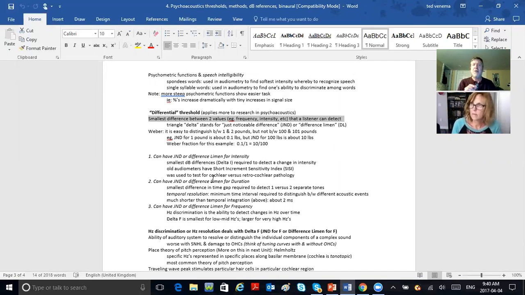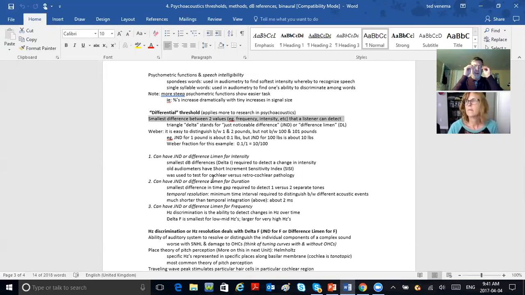So differential threshold can be applied to frequency, intensity, and also to time. What's the smallest change in time? Here's an example. If I play a tone like this, da, da, did you notice that there was a gap between them? You'll go, yeah. Okay, what about this? Da, da, what's the smallest gap, the smallest slice I can make for you to think, oh no, that's just one steady tone, I can't hear that there's a splice in it? So you can play differential threshold all the way through each and every dimension of sound: frequency, intensity, and time.